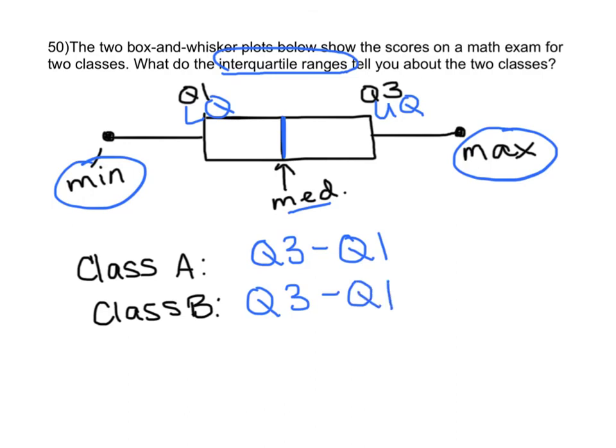So look at your box and whisker plots for Class A, identify where it's sitting on the number line for the quartile 3 and quartile 1, subtract them and get a score. Do the same for Class B, and then you'll have two pieces of information that you can look at to determine which class performed better.